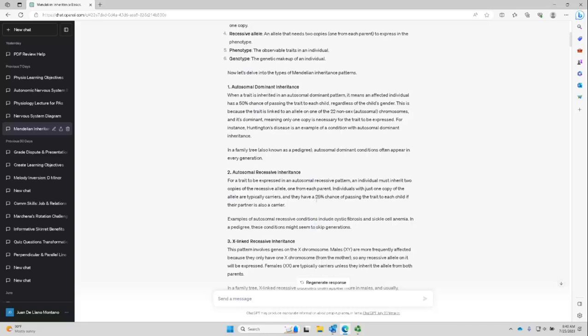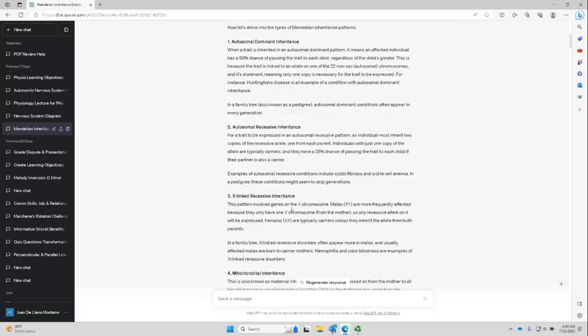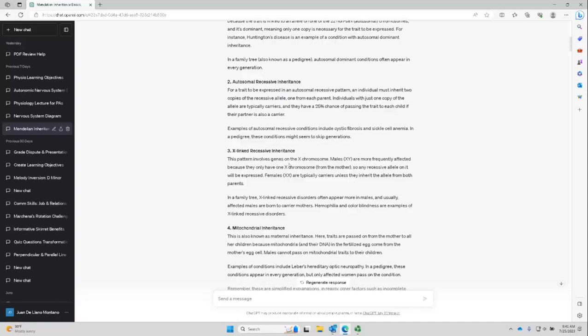Okay, they have a 25% chance of passing the trait to each child independently of the sex of the child. Then it moves to the X-linked recessive. Now notice that this involves the X chromosome. The mutation is going to be there.